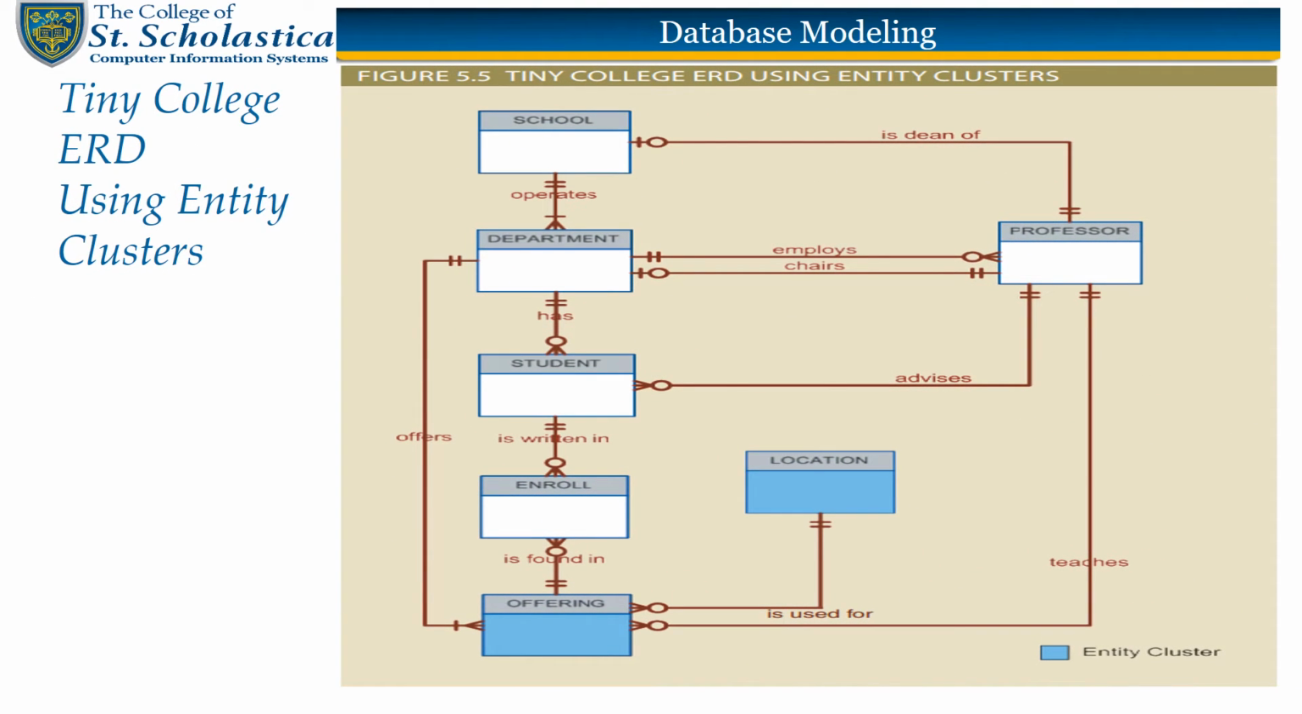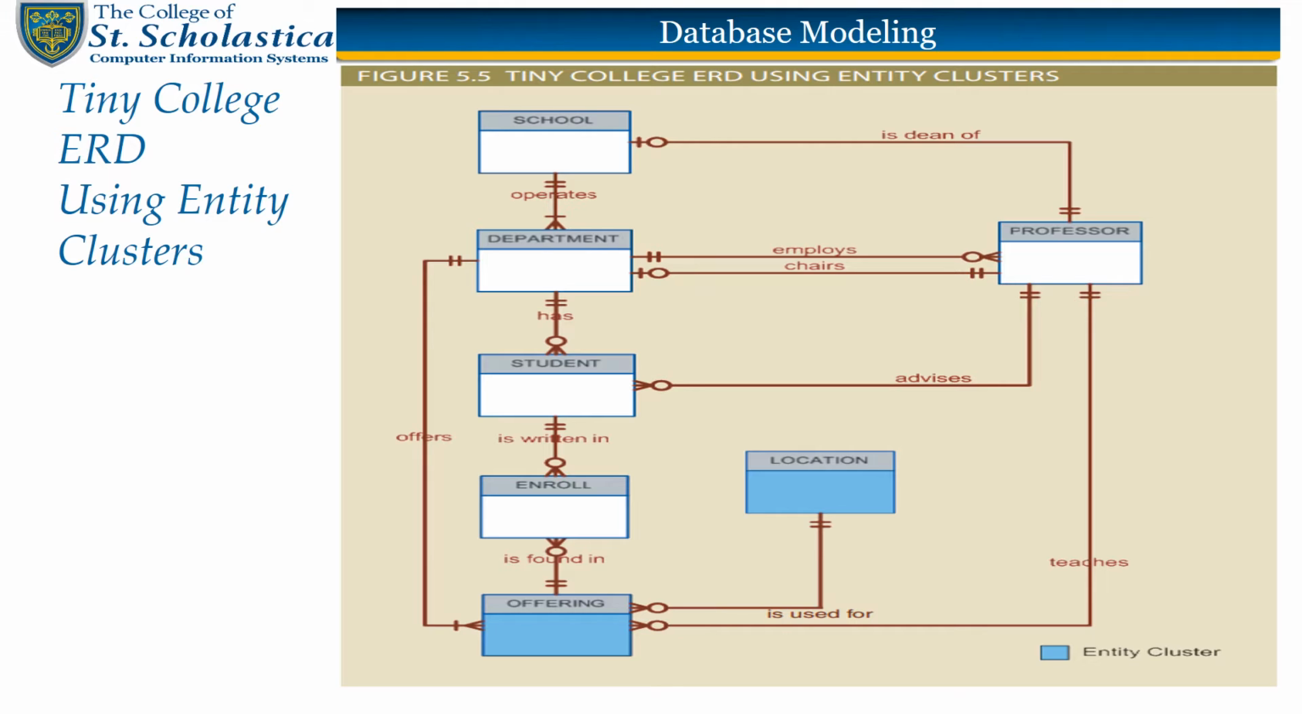Figure 5.5 illustrates the use of entity clusters based on the Tiny College example. The ERD contains two entity clusters in blue: Offering, which groups the semester, course, and class entities and relationships; and Location, which groups the room and building entities and relationships. Note also the ERD does not show attributes for entities.